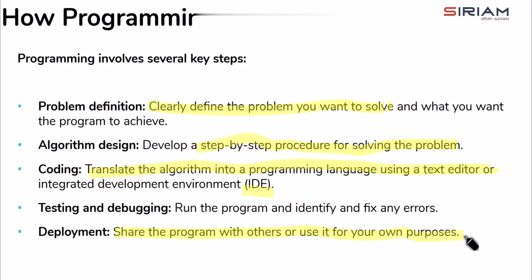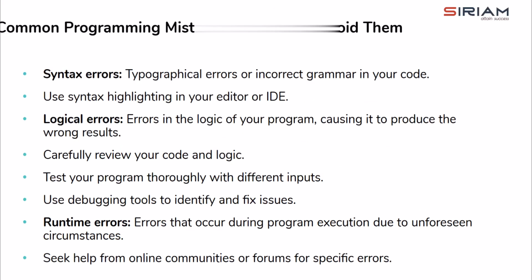After writing the code, we test our code, debug, fix the errors, and then finally deploy it for the use of other people, right? So this is the basic life cycle that any kind of problem or any kind of program follows. Now, some common mistakes and how to avoid them.